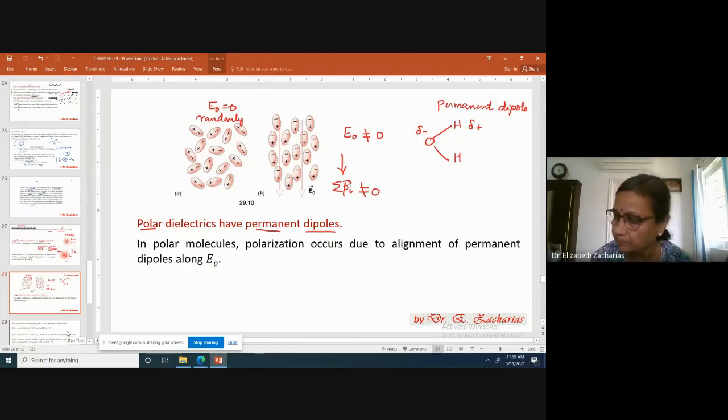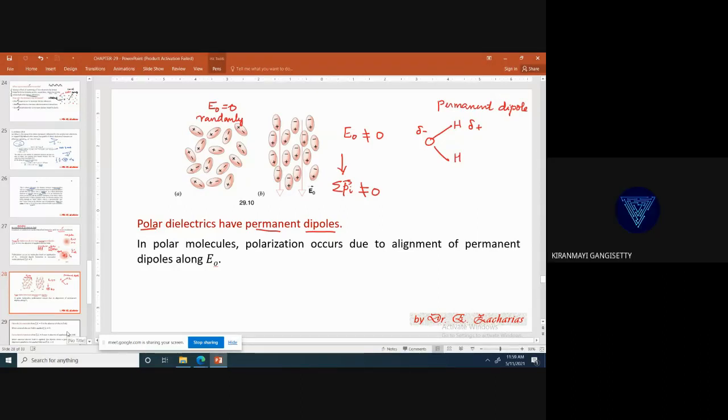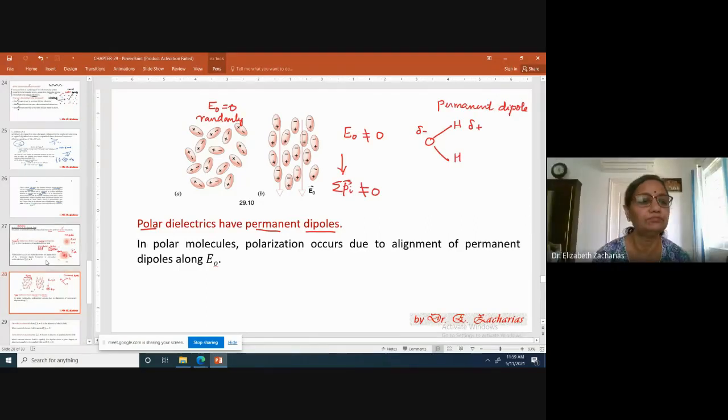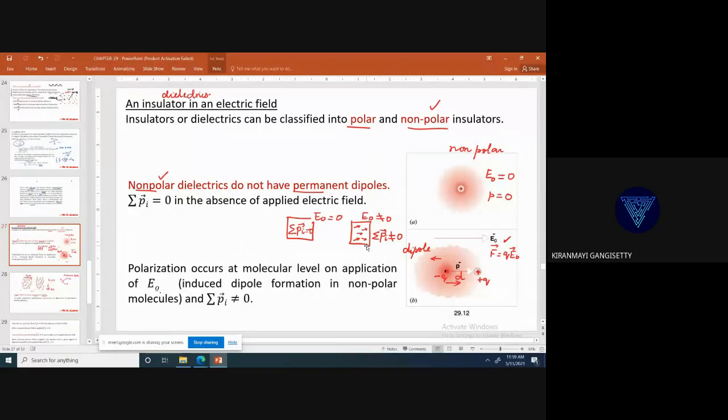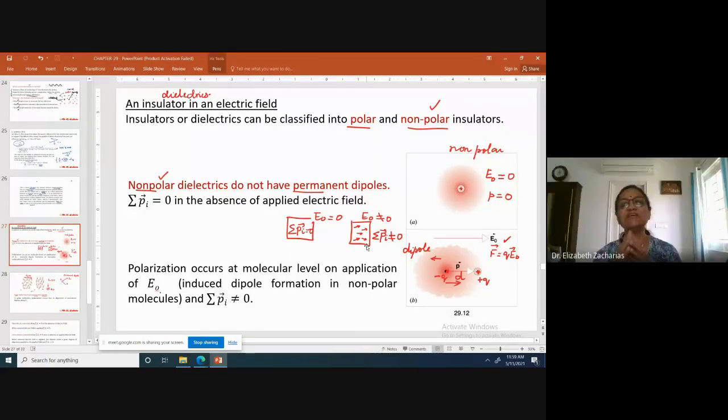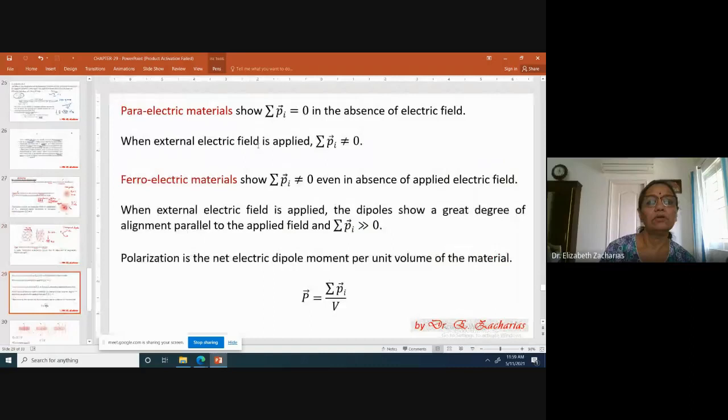In the case of non-polar dielectrics, the moment I remove the electric field, will it again become a single entity? Yes, it will become a single entity. That's why we say it does not have permanent dipoles. Permanent dipoles will not be there. An induced dipole will appear whenever you apply an electric field. When you remove the electric field, it goes to zero. Okay, ma'am? Okay?